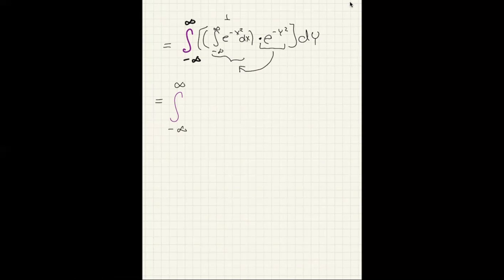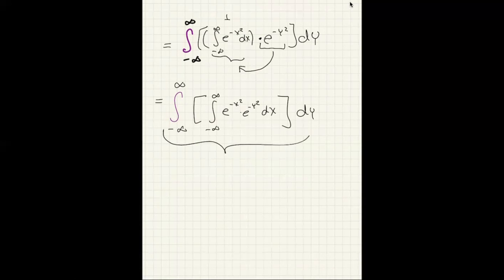And what will I have? This is still dy, but I'll be doing an integral from negative infinity to positive infinity. And this e to the negative y squared will come into this innermost integrand. So I'll have e to the negative x squared times e to the negative y squared dx dy. And lo and behold, this actually is an iterated double integral. So I'll write it out. I mean, this is exactly what you're doing when you compute an iterated integral.